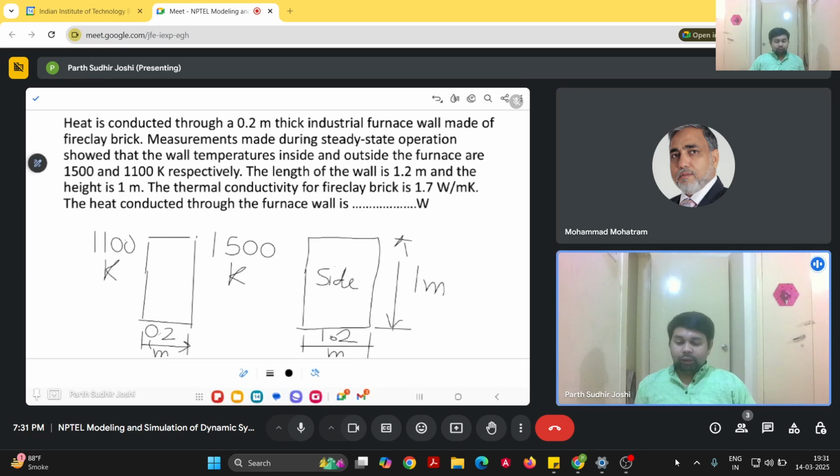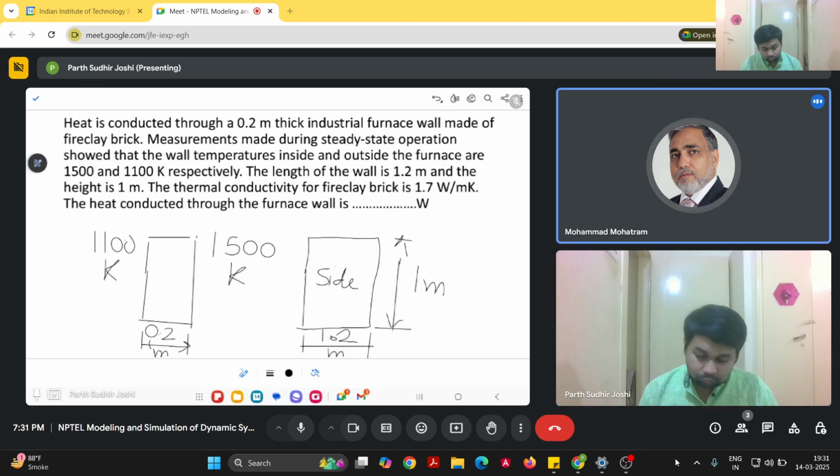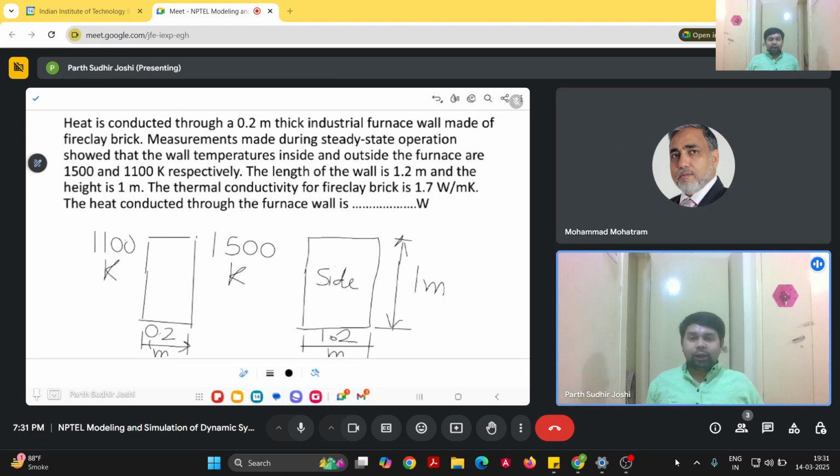So it has been given that the thermal conductivity for the fire clay brick is something like 1.7 watt per meter Kelvin. So we have to find now the heat conducted through the furnace wall. So we have been basically given the dimensions. So we know the area of cross section across which heat is flowing, and then we know the temperatures on both the ends of the wall. So now how do we solve this particular problem?